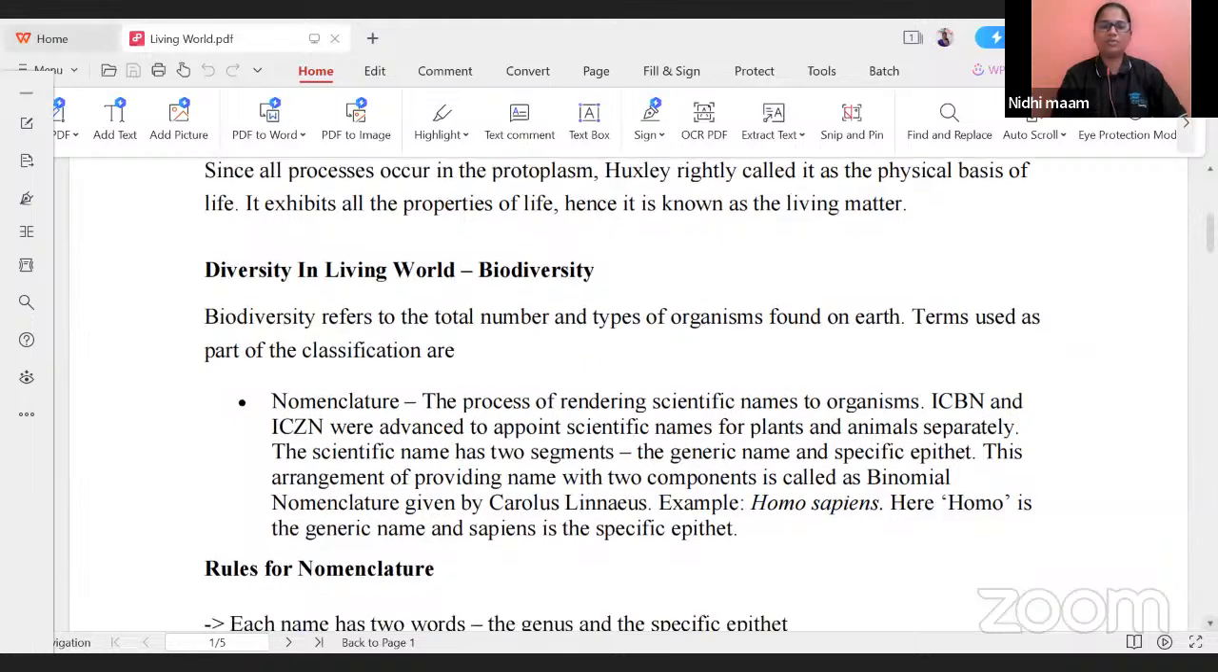Next, when we come to the diversity of the living world, we have to recall the term called biodiversity. We know that among living organisms we have so many varieties, which is called biodiversity. Not only in animals, in plants also you can see a variety of living organisms found on the earth. In biodiversity, we will get a term named nomenclature.